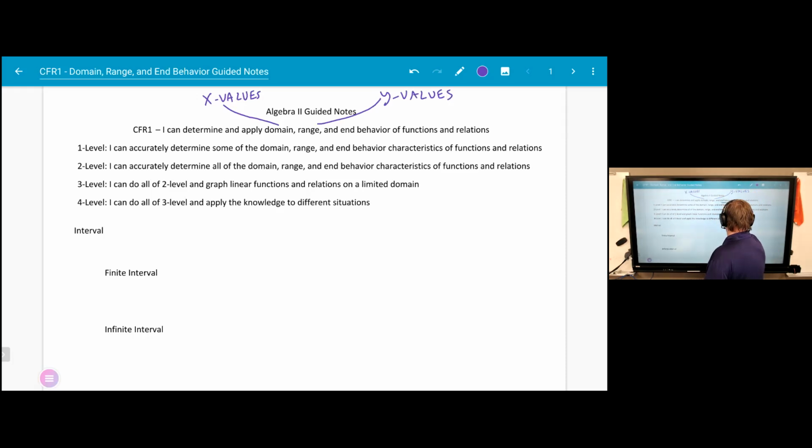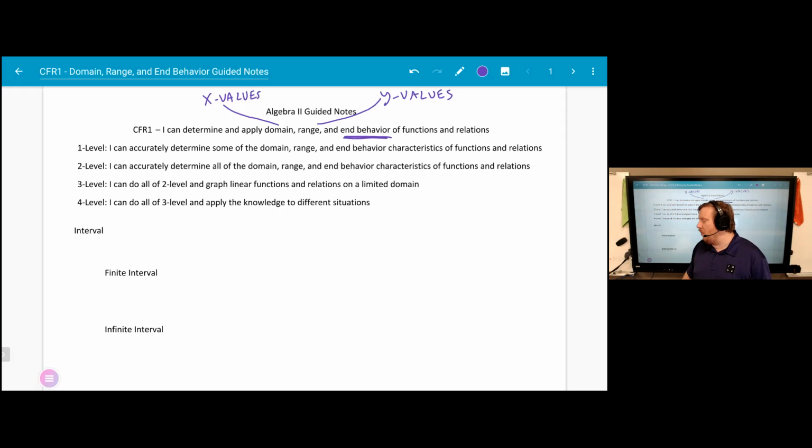This is a term that we haven't done yet. End behavior. You can kind of get an idea of what the name is. What happens at the ends of your functions and relations? So that's just a little preview of where we're going.